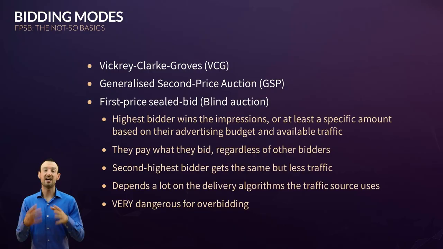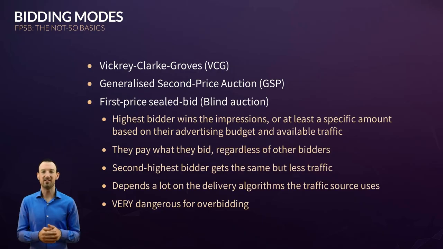And finally, the last auction type that I wanted to present is FPSB, or first price sealed bid. This is also called a blind auction. Now, in a blind auction, the highest bidder wins the impressions, all of them, or a specific amount based on their advertising budget and available traffic. Can't win everything if you can't pay for everything. And they pay what they bid regardless of the other bidders.